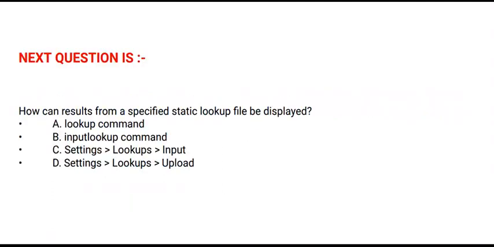Now, the question is, how can results from a specified static lookup file be displayed? Options are, option A, lookup command. Option B, input lookup command. Option C, setting lookups input. And option D, settings lookups upload. The correct option is option B.